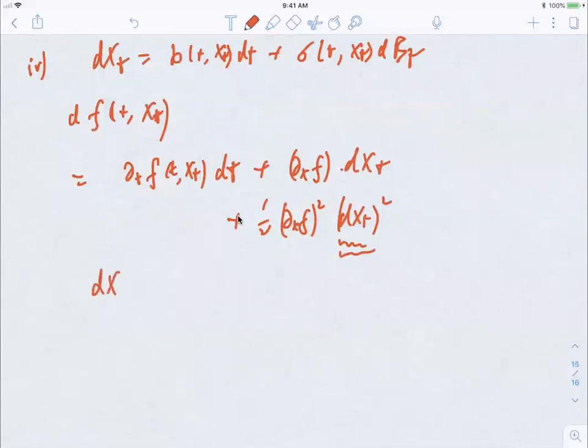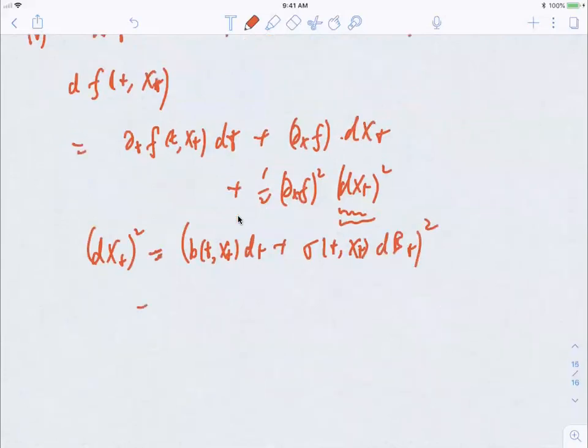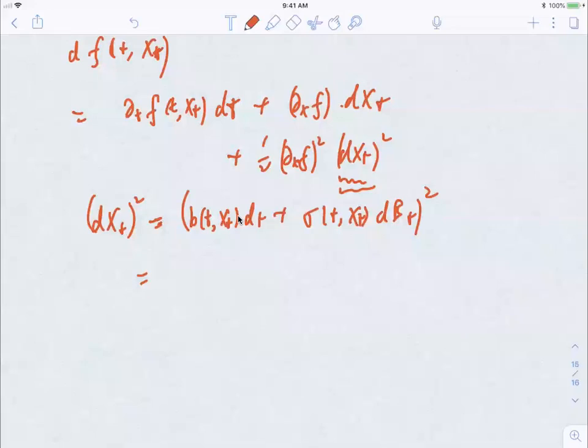In the end, we should expand this term. What is (dX_t)^2? We take everything: this is (b(t, X_t) dt plus sigma(t, X_t) dB_t) squared. Then we just complete the square. The (dt)^2 term vanishes, and the cross term dt dB_t vanishes. So in the end, we just get sigma squared times (dB_t)^2, and as I said, this equals dt. So this is more general.